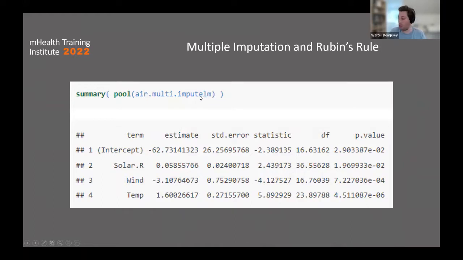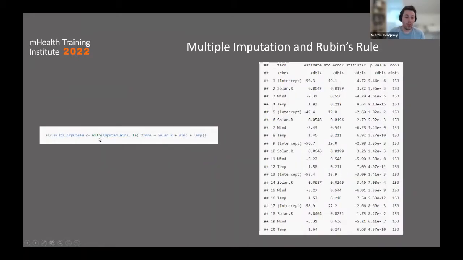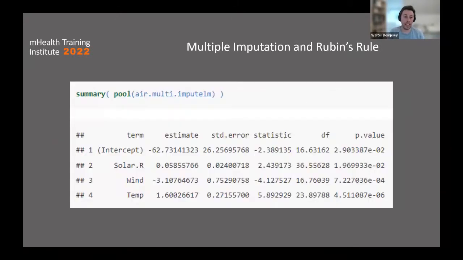Just to walk through this for those who have not seen the R code before, it's really simple. All you have to do is run mice on air quality to create the imputed data sets you want. Then I'm going to run my regression model on each of them separately with this command here. So I'm taking each of those 5 and running those regression models, and then I'm pooling them back together to get my final estimates.